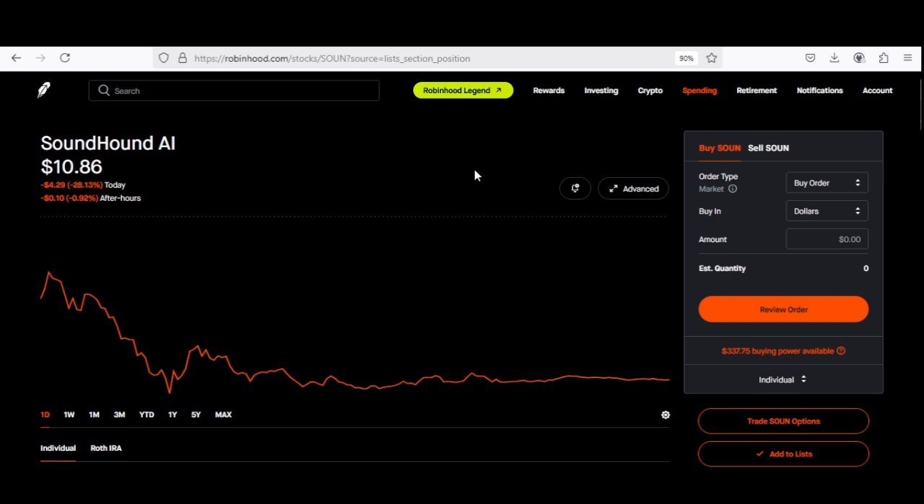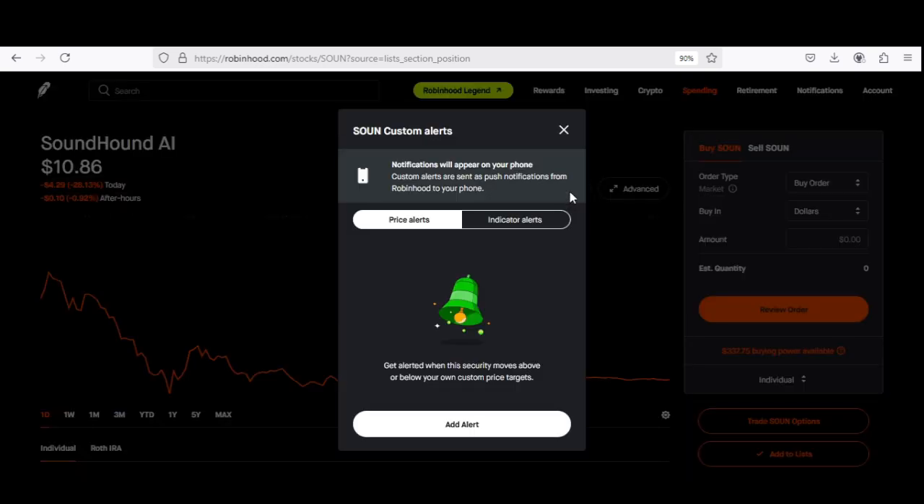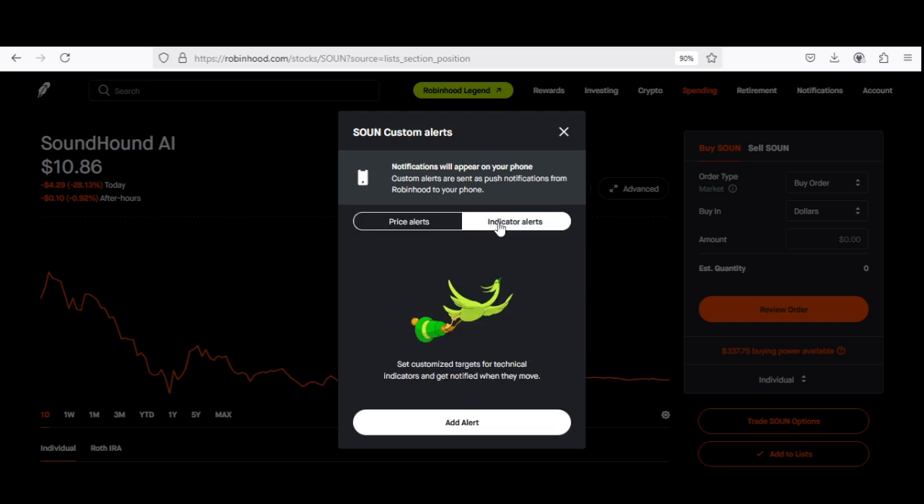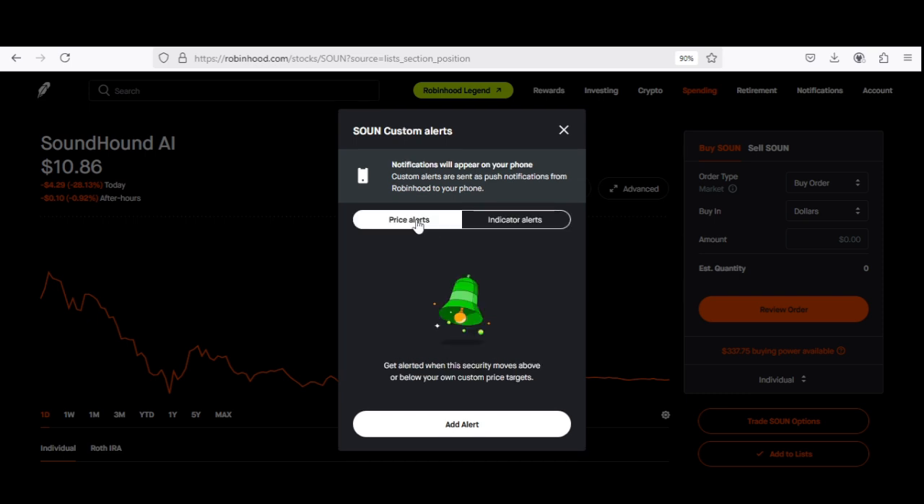So for this one, Sound AI, we're going to go to this little bell icon right here at the top. We're going to go into it, and then this pop-up is going to appear. Under the price alerts, you're going to have two options: you could either set up a price alert or you could set up an indicator alert. The indicator alert is a more advanced strategy because you need to know the charts and your technical analysis in order to know where to set your alerts. For today's video, we're just going to focus on the price alerts only.